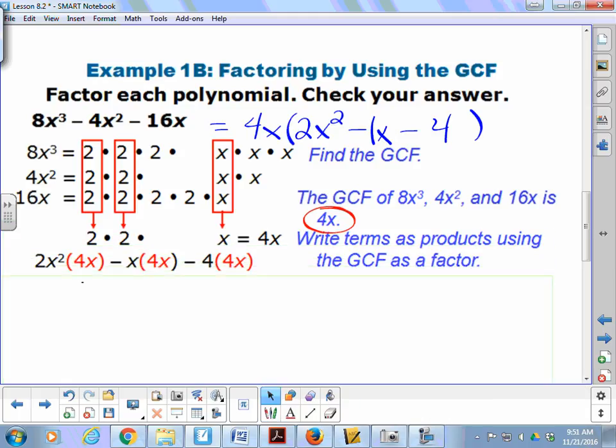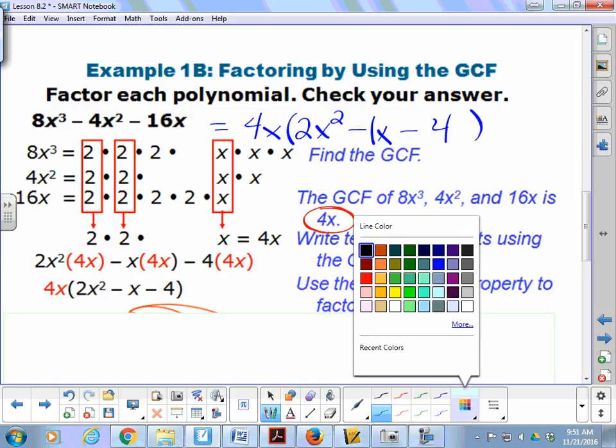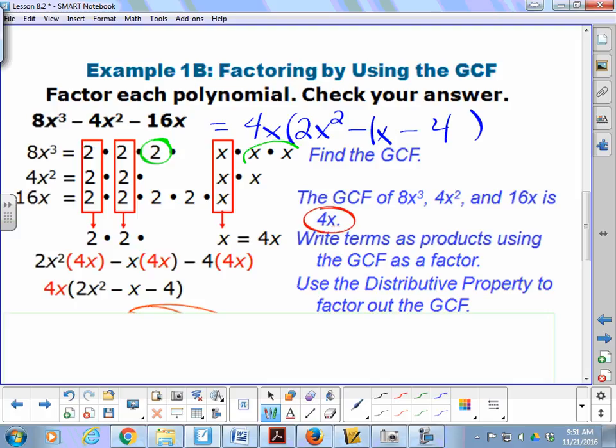So we put the 4x out front. And then we have, what do we have left? So we have left a 2 and x times x. So 2x squared. Then we have just an x left. And then we have 2 times 2. So we can see them here then. We have 2x squared minus x minus 4 left in the parentheses, just like we came up with.